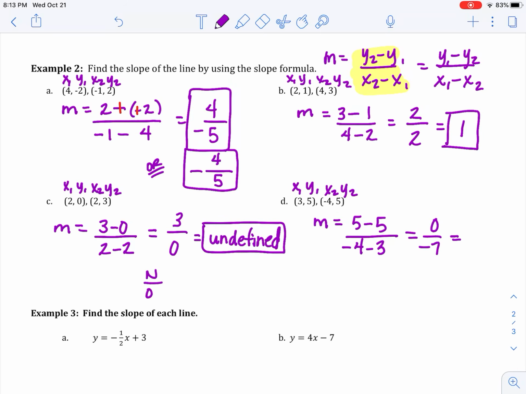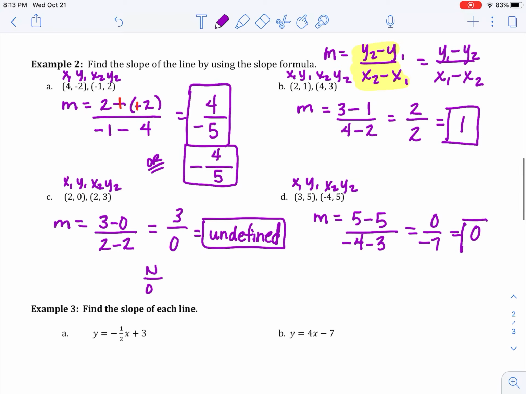0 divided by anything is just 0. And remember, we knew that was okay to have a 0 on the top. We don't have to call that one undefined. All right, again, that one was a no. Okay, so that's using the slope formula. What I have highlighted in yellow there, we're going to subtract the y's on the top, the x's on the bottom if we do not have a picture of a graph.